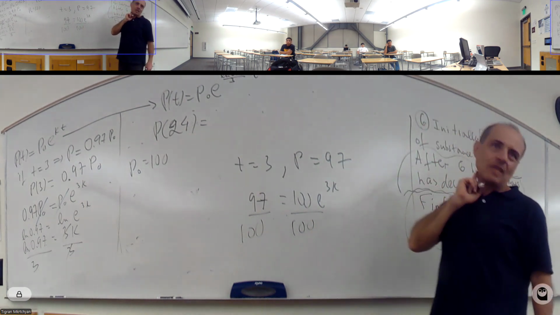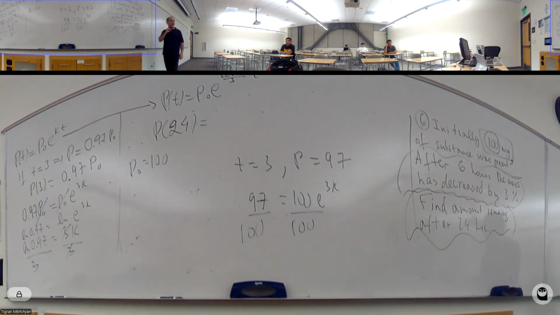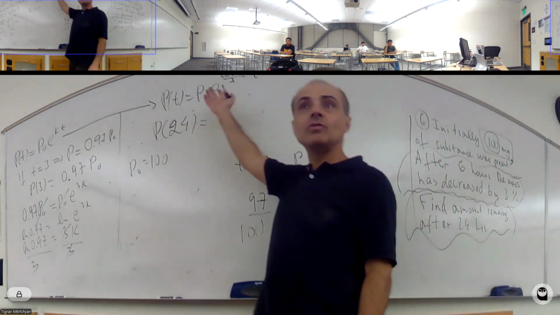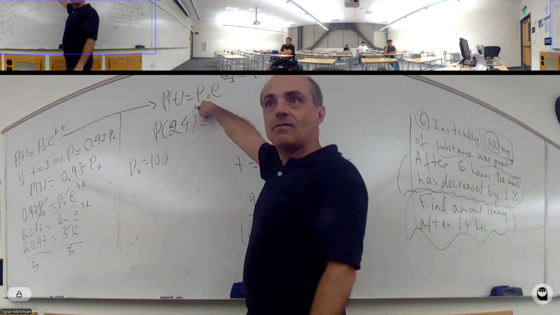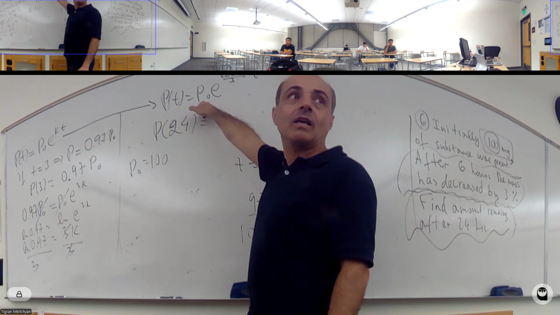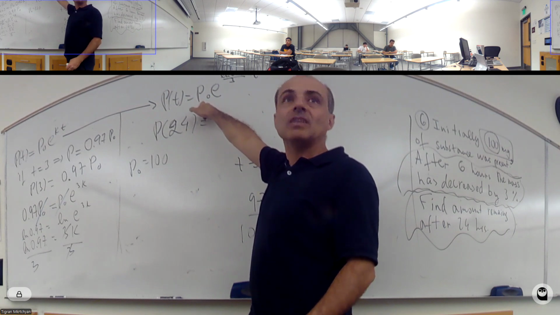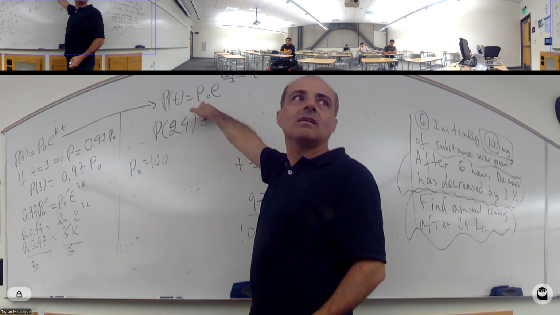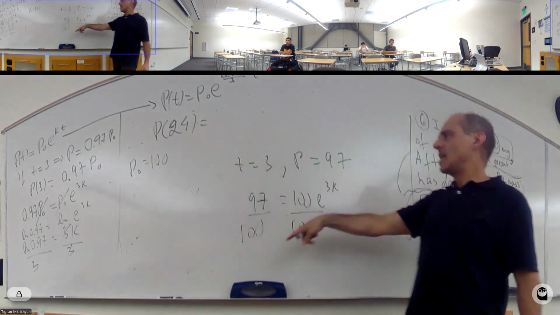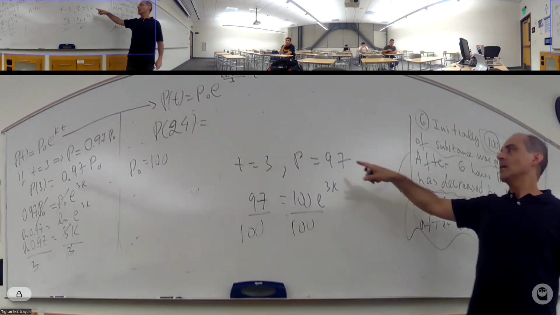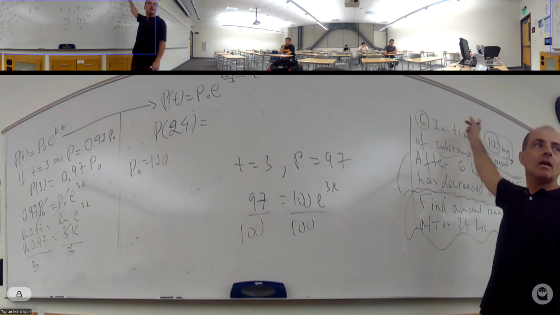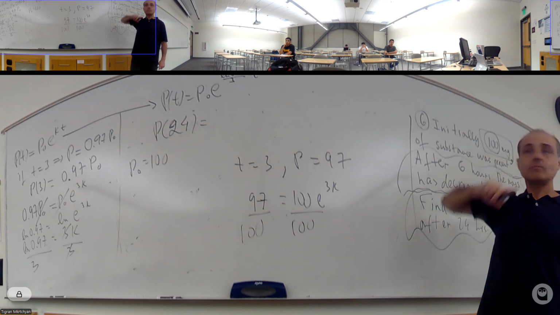So it didn't change anything, but I just didn't notice that. The reason I notice it now is because I realized I cannot do this problem unless I have the P0. That's why I went back and read it again. Does that make sense? Is that okay, what I'm saying? The 97% of 100. Cool.